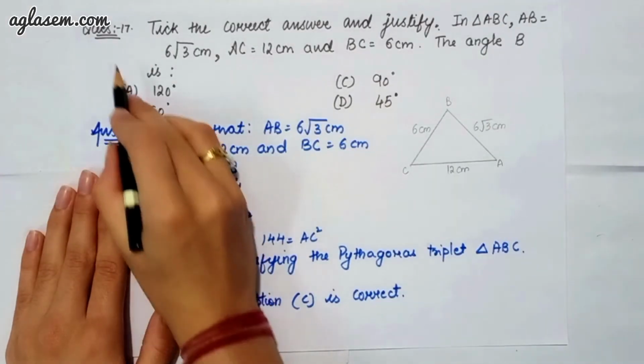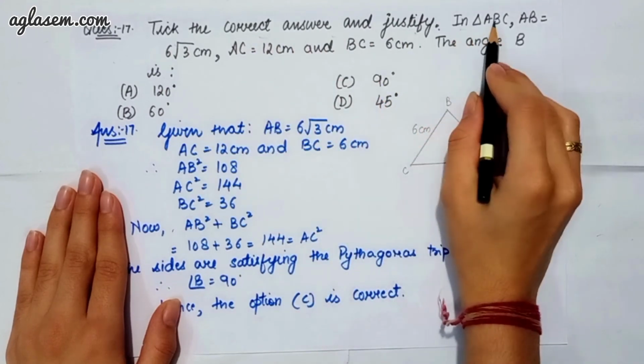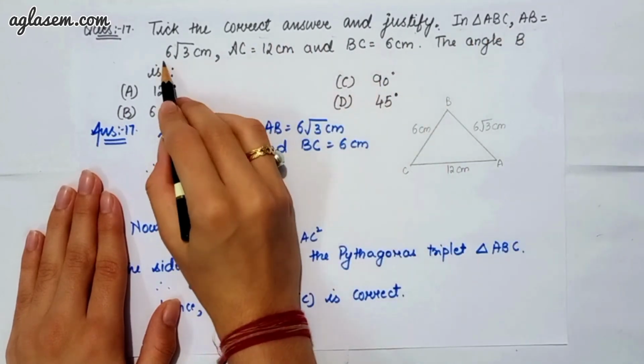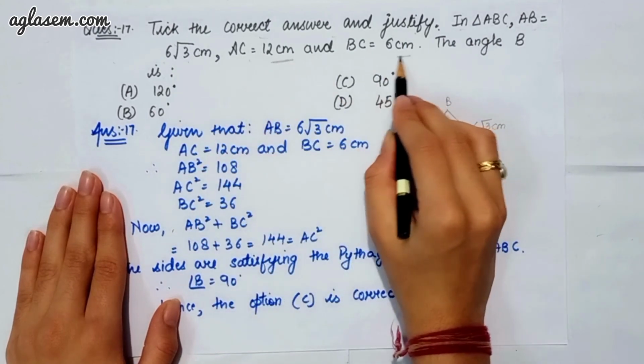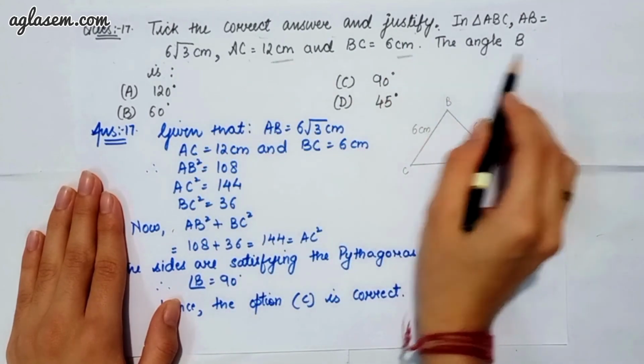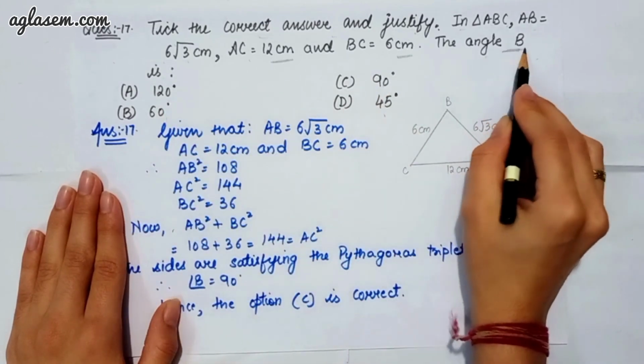Moving to our question number 17, which says take the correct answer and justify. In triangle ABC, AB is equal to 6 root 3 centimeter, AC is equal to 12 centimeter and BC is equal to 6 centimeter. The angle B is 120, 60, 90 or 45. It means we have to find angle B.